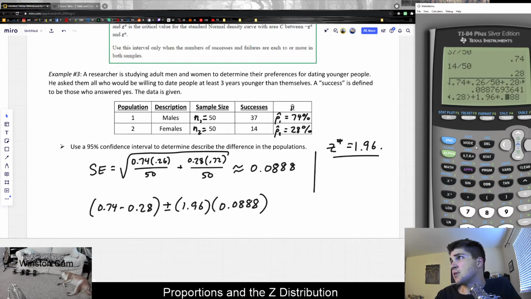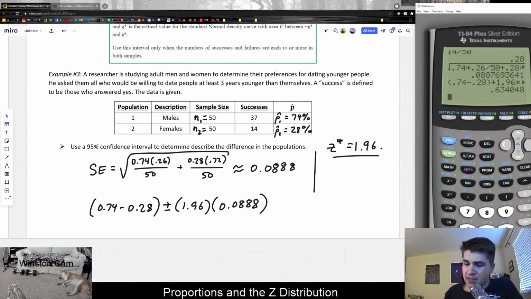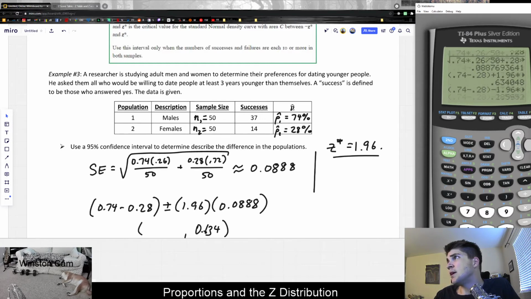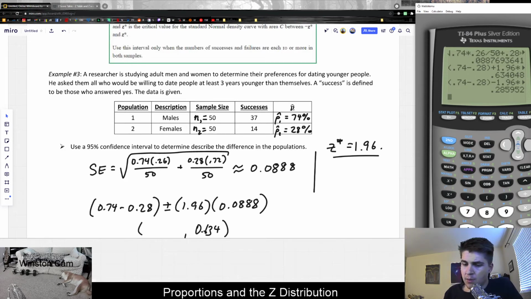Sorry, there's a 0 in there, 0.0888. And that would give us an upper value of our confidence interval of 0.634. And then the lower end of our confidence interval would be 0.286. And this is a pretty wide confidence interval based on the context, mainly because the data was so different to begin with.